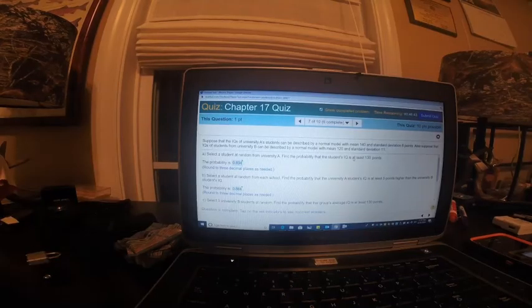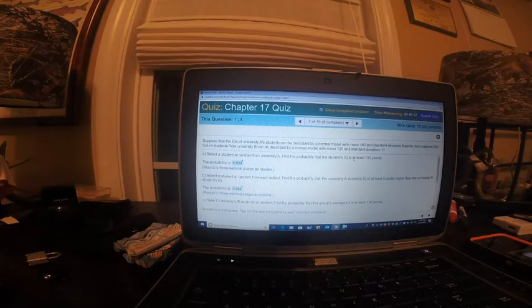This is question number 7. It says, suppose that the IQs of University A students can be described by a normal model with a mean of 140 and a standard deviation of 8 points. Also, suppose that the IQs of students from University B can be described by a normal model with a mean of 120 and a standard deviation of 11.